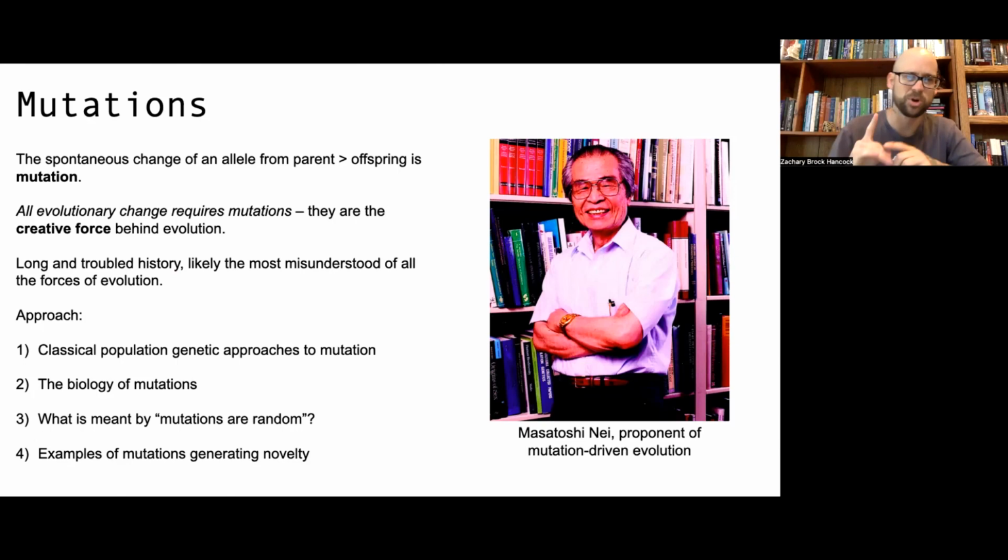So the approach is going to be first talking through the classical population genetic approaches to mutation. We're then going to go into the biology of mutations. We'll discuss a little bit about what is meant by the idea that mutations are random. And then we're going to give some examples at the very end of mutations generating novelty. Because again, as I said, mutations are the creative force of evolution. So we really need to evaluate all the different ways in which mutations generate new genetic information.